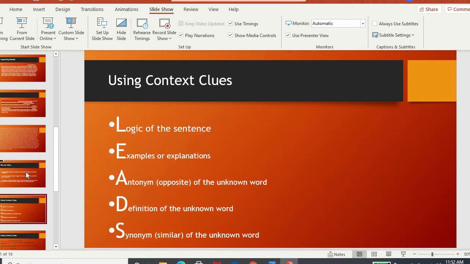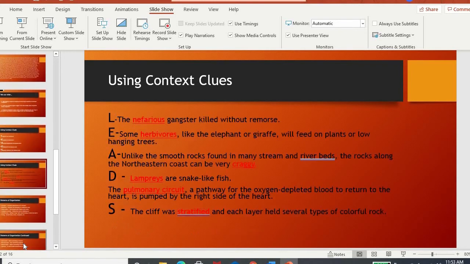All right. Now, as I mentioned before, context clues. Using context clues, I like to use this acronym of LEADS. Context clues are those tips or hints an author provides to let you know the meaning of an unfamiliar or unknown word. Sometimes they might give you logic, where common sense will kick in. They might give you an example clue, an antonym or the opposite of a word, the definition, or a synonym. So let's take a look at some of these.